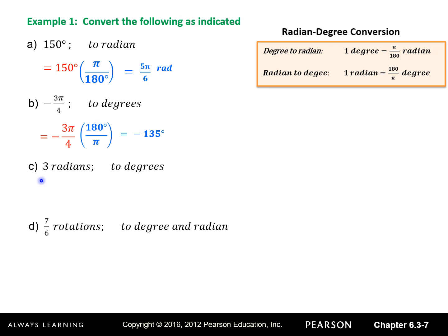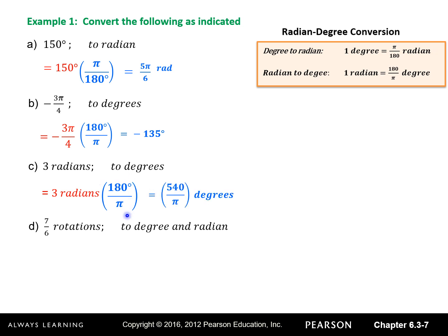For letter C, the given angle is 3 radians. Take note, this is without pi. It is 3 radians, meaning pi is already converted to a real number. Since this is in radians, and as we said, to convert radians to degrees, the multiplier should be 180 over pi. Even if there is no pi here, your multiplier would be 180 degrees over pi.